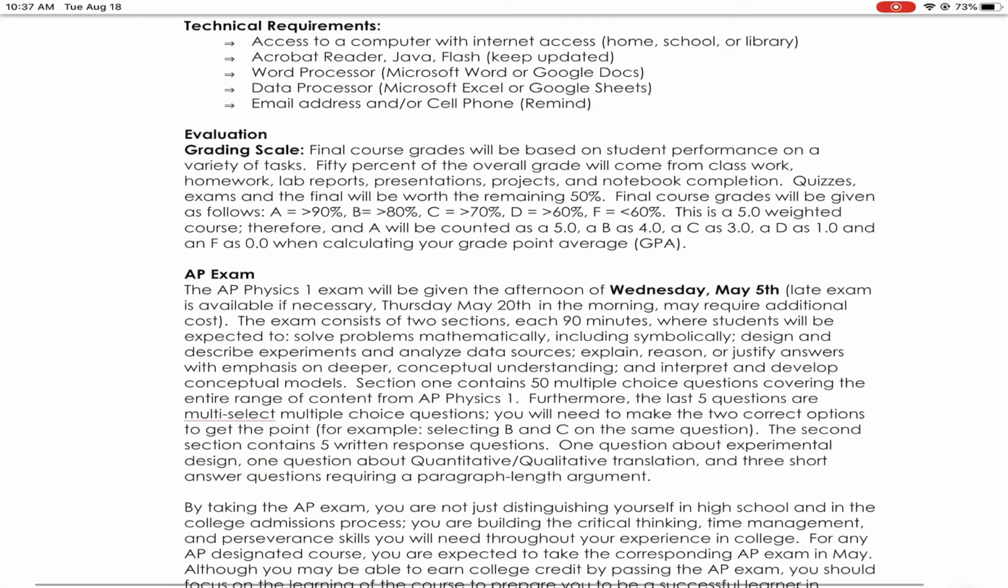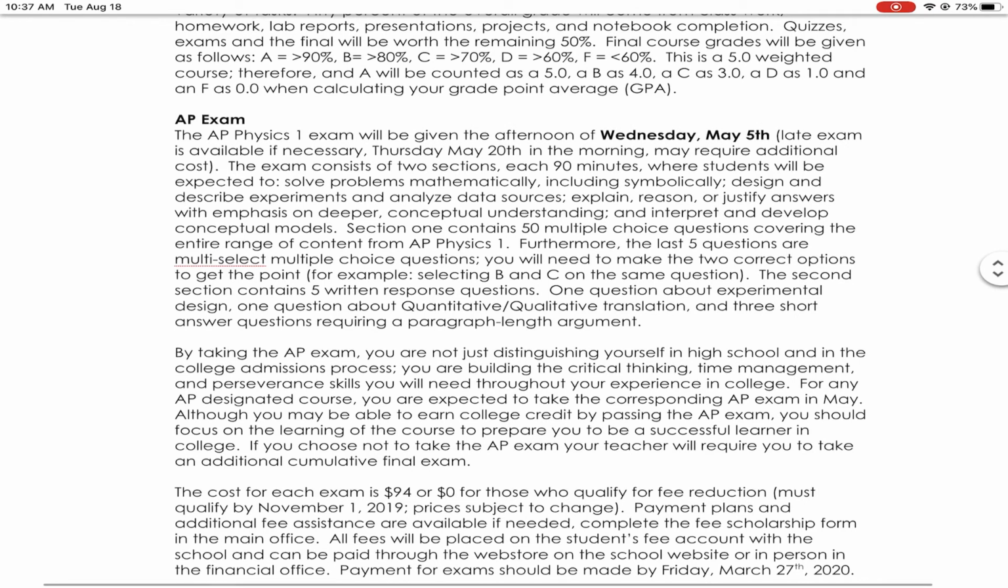Okay. The AP exam. Last year it got kind of weird. They cut off parts of the units, so I'm restructuring. So if they cut off units again, we'll be ready. But if everything goes as planned, it will be Wednesday, May 5th. And there's a late test available May 20th if needed.